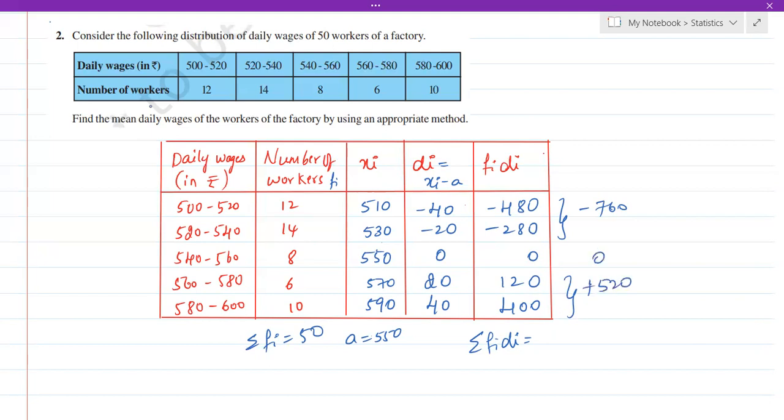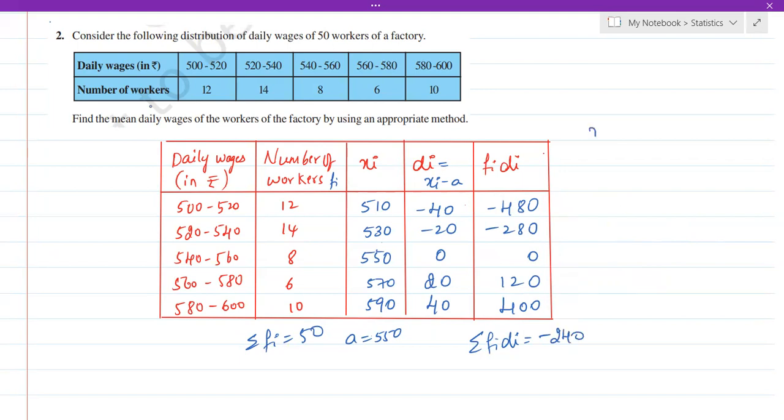Okay, here you got 0. So let's not worry about 0. Now, if you combine these two things, minus 760 plus 520, how much do we get? Minus 240. That's the answer that we get. So we have to consider the signs also here. On simplifying this, we get minus 240.